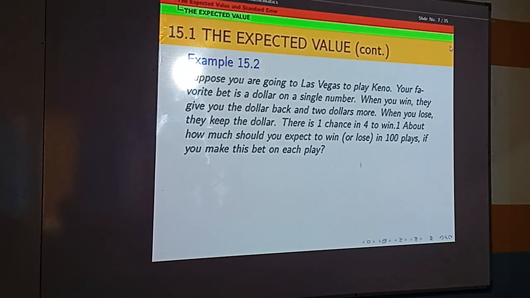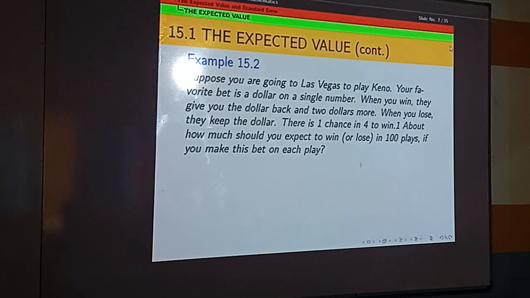Suppose you are going to Las Vegas and play something called Keno. Your favorite bet is a dollar on a single number. When you win, they give you the dollar back and $2 more, so you earn $2. When you lose, they keep the dollar, so you lose your dollar. Therefore, your gain is -1. So your gain is either $2 or -1. There is one chance in 4 to win, so the chance of winning is 1 in 4.